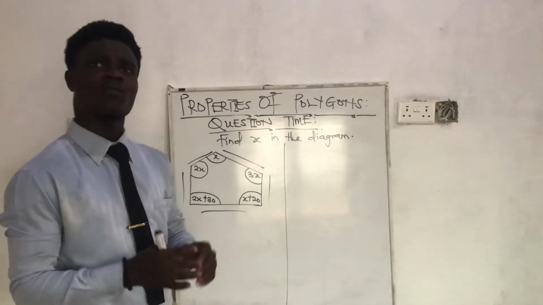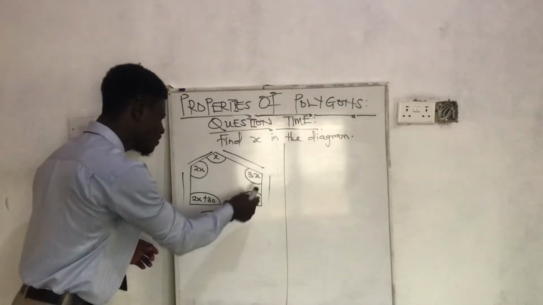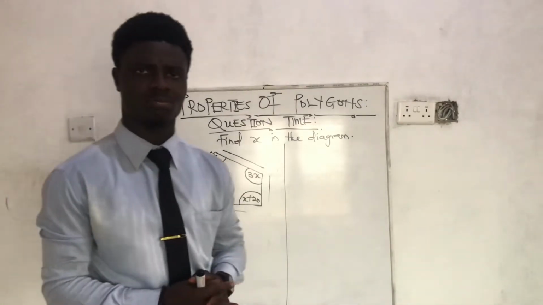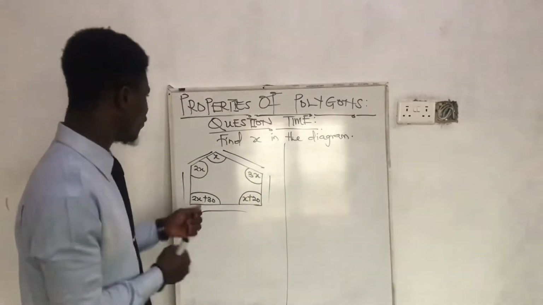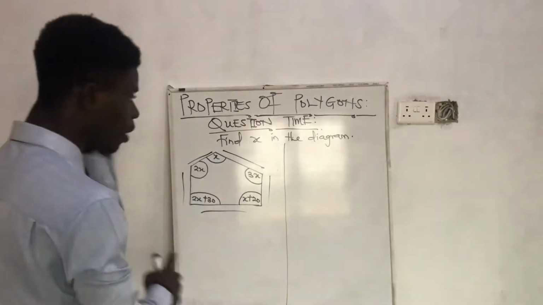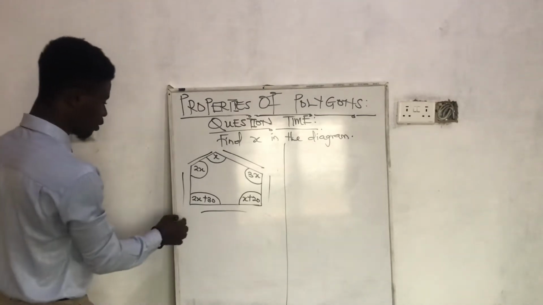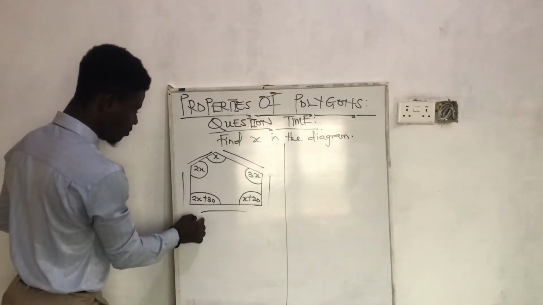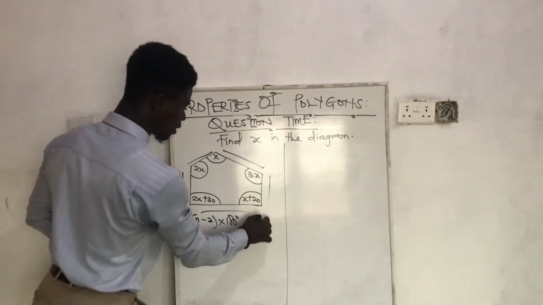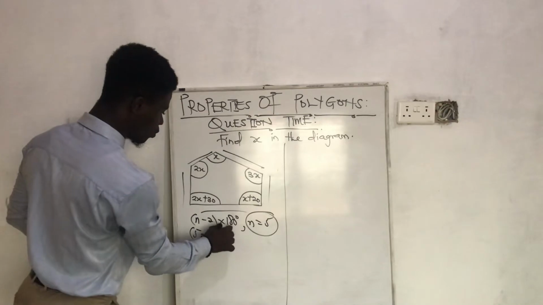So it means that, first of all, we have to find the sum of interior angles, the total angles inside this polygon, to help us determine the value of x in that polygon. How do you find the sum of interior angles? It is n minus 2 times 180 degrees, where n equals 5. So it means that 5 minus 2 times 180 degrees.